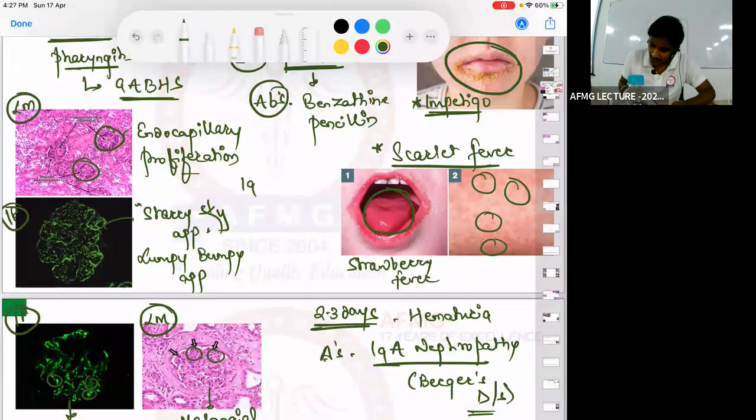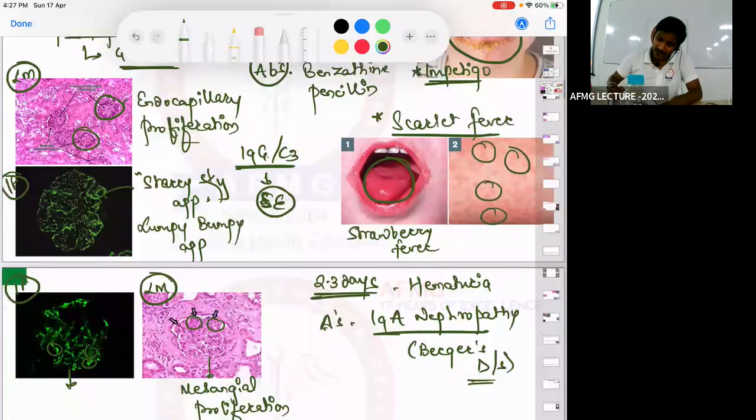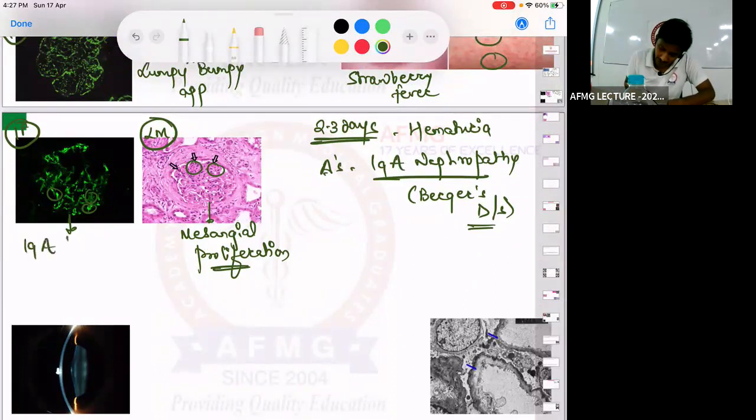You can find IgG and C3 deposits. They are usually subepithelial or subendothelial. So subepithelial or subendothelial deposits of IgG and C3 lead to this starry sky or lumpy bumpy appearance of PSGN. But in cases of IgA nephropathy, by the name it is evident. Here also we will find deposits, but it would be IgA and C3 deposits.